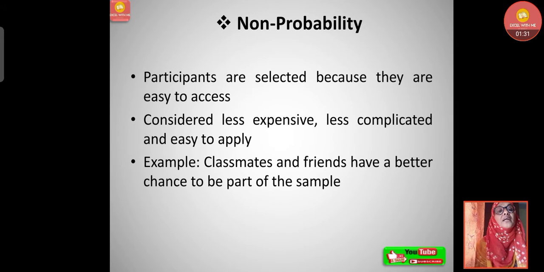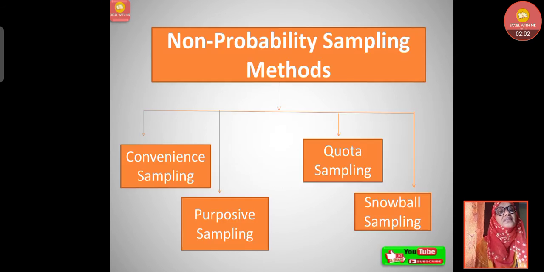So let's start. Participants are selected because they are easy to access. So here the researcher's choice is important. They will select such subjects whom they can reach and approach easily to do their research. Here it is considered less expensive, less complicated and easy to apply. For example, your classmates and friends have a better chance to be a part of your sample here.